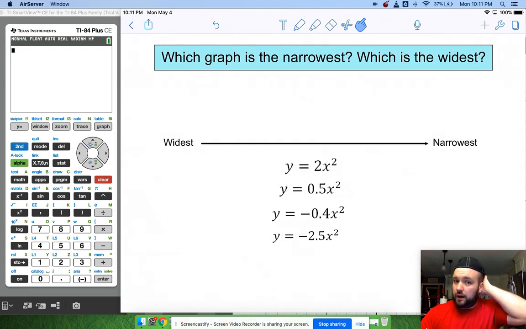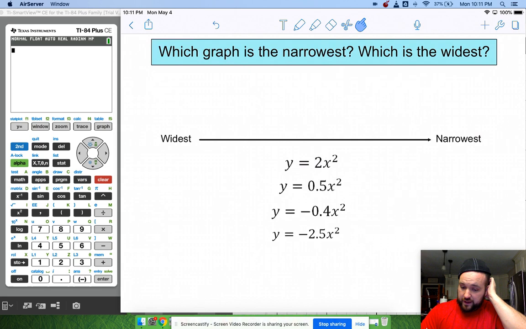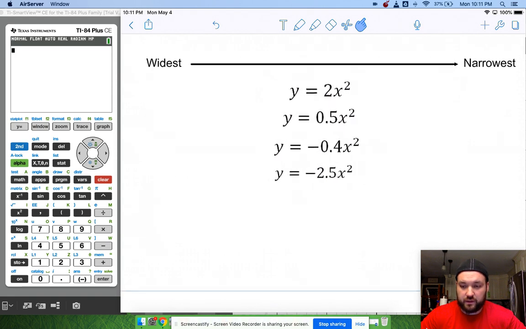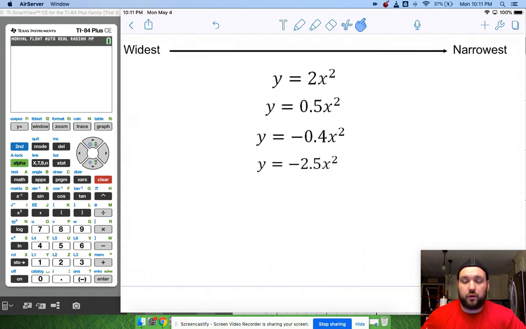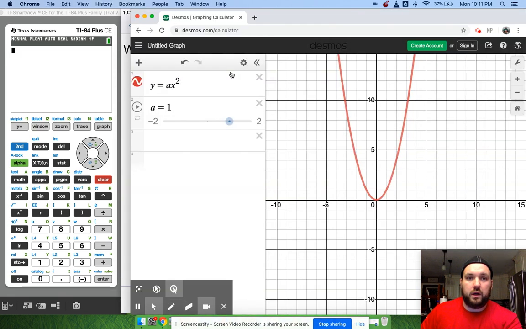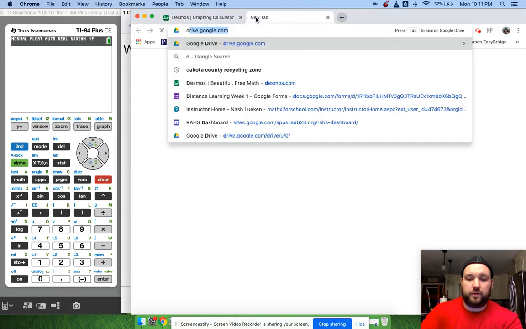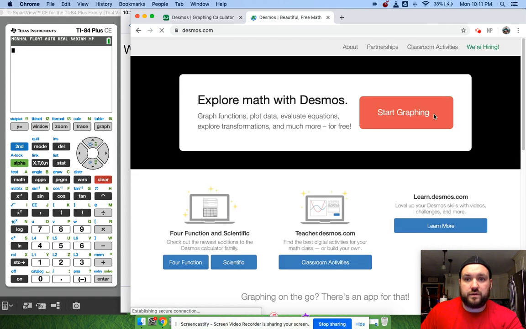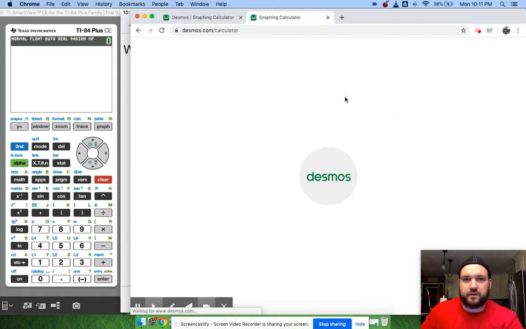So basically what I have here are 4 quadratic functions or quadratic equations, and we're going to figure out which one is the narrowest and which one is the widest. Now, in order to do this, I'm going to use Desmos to help me out here. If you haven't used Desmos before, it's an awesome resource and tool.